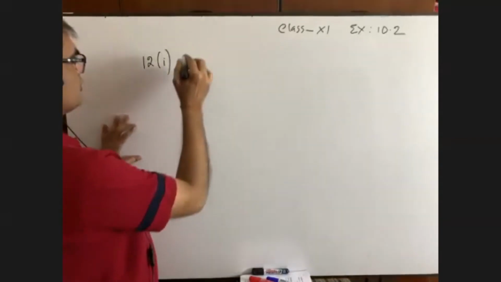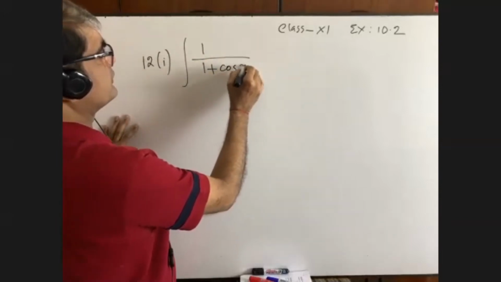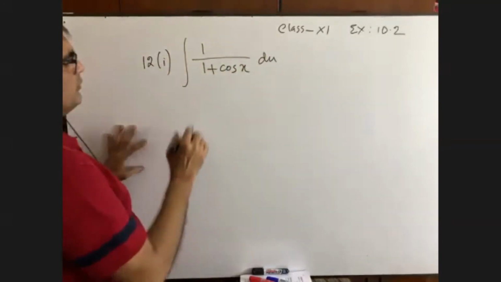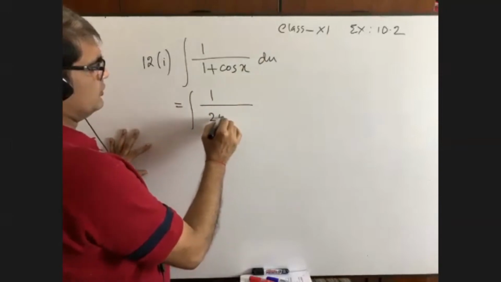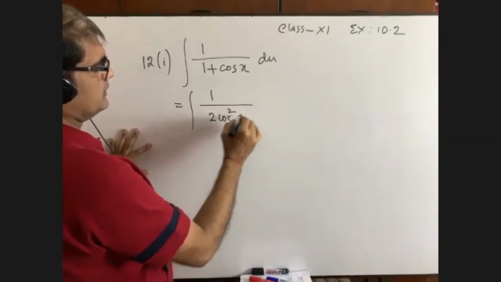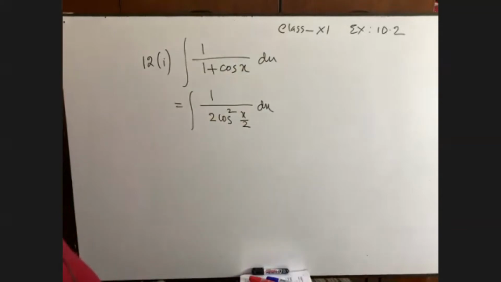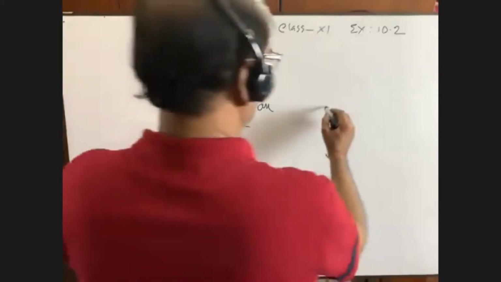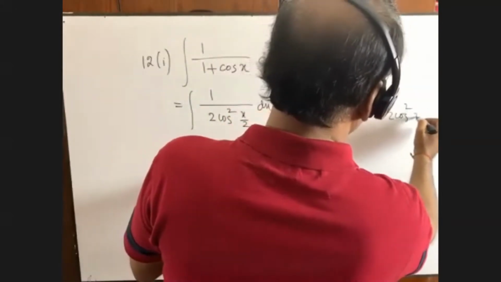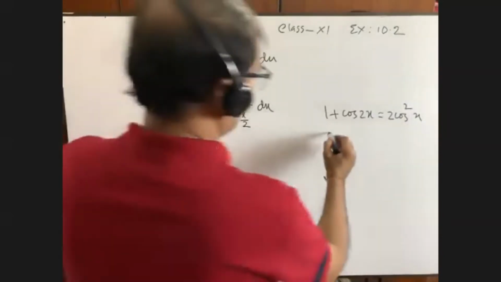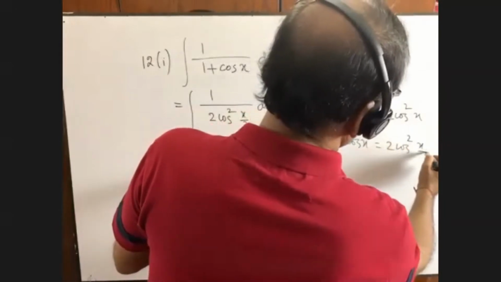Integration of 1 by 1 plus cos x dx. What will you do? What is the formula? Let me know. 1 plus cos x means what? 2 cos square x by 2. Is it or not? 1 plus cos 2x equals 2 cos square x. So 1 plus cos x equals 2 cos square x by 2.